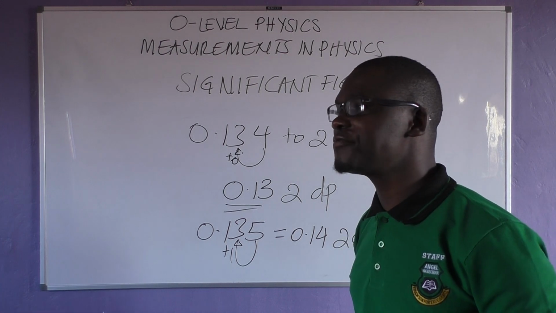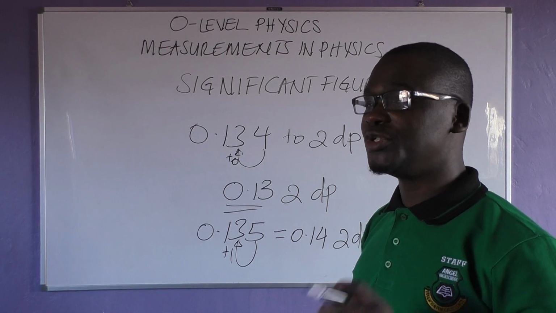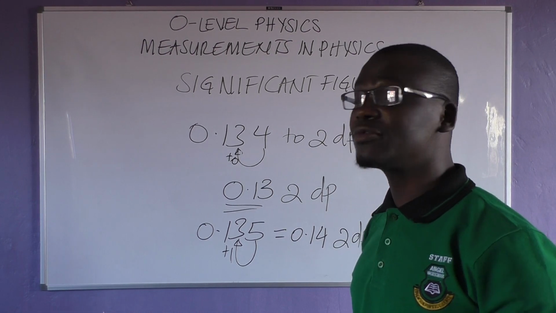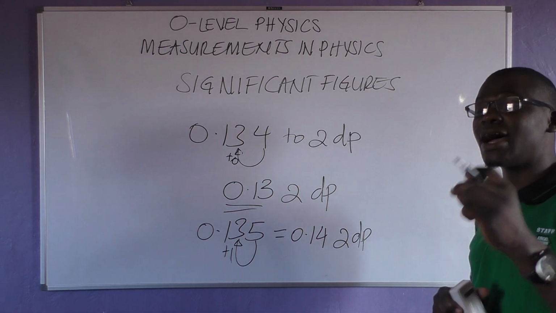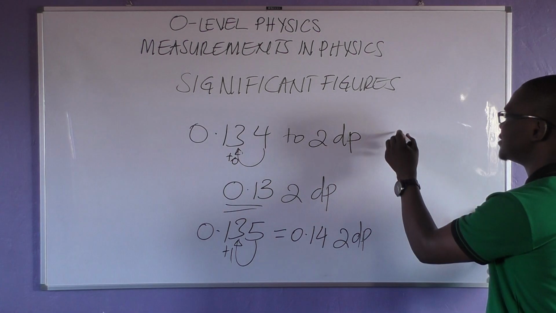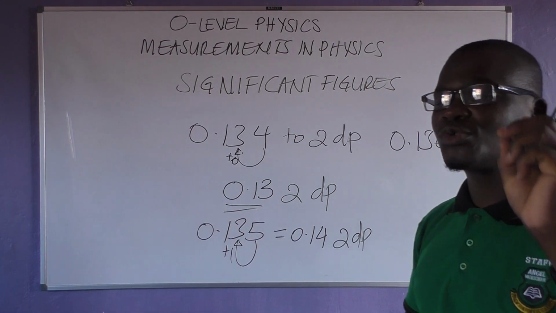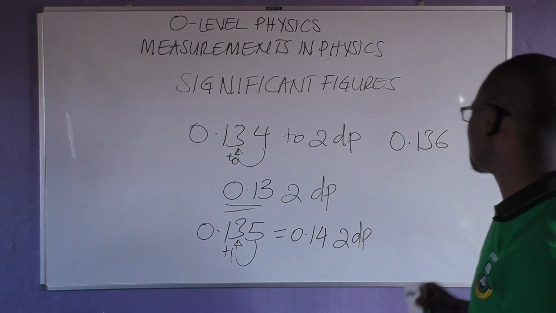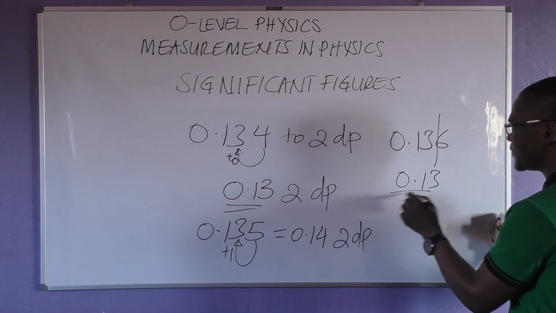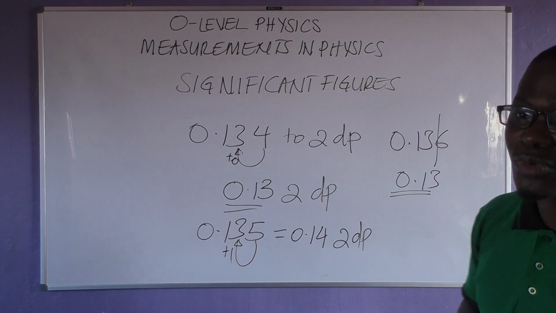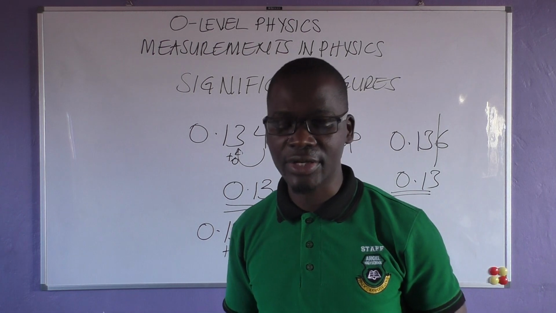We also have another term, that's truncating. During truncation, we just chop off. We don't add. For instance, 0.136. If we are truncating to 2 decimal places, we shall chop off the 6 and write 0.13. That is truncating. We don't add. So that is how we do the rounding off.